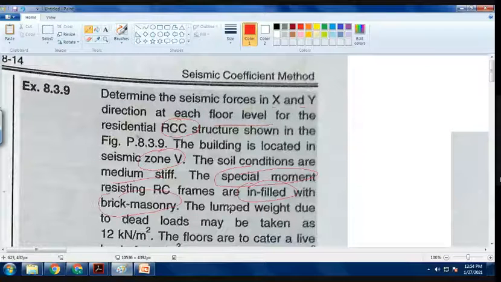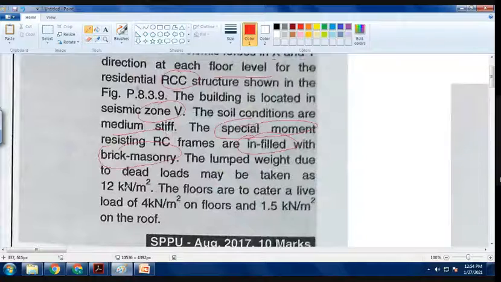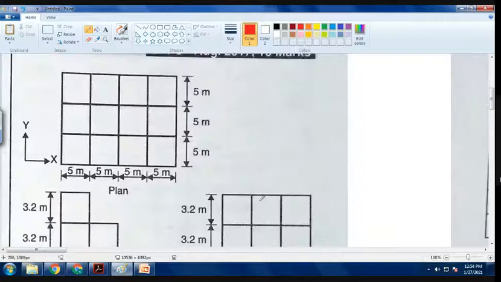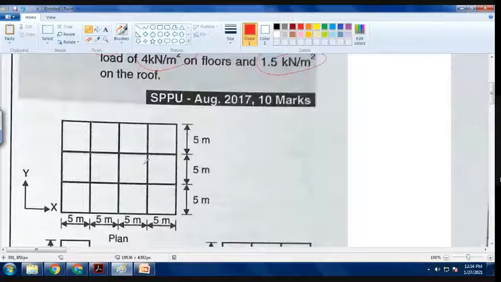The lumped weight due to dead load may be taken as 12 kilonewton per meter square. The floors are subjected to a live load of 4 kilonewton per meter square, and the live load on the roof is 1.5 kilonewton per meter square. These are the given things, and you can see the diagram. It is a little bit different. This is from the top view.